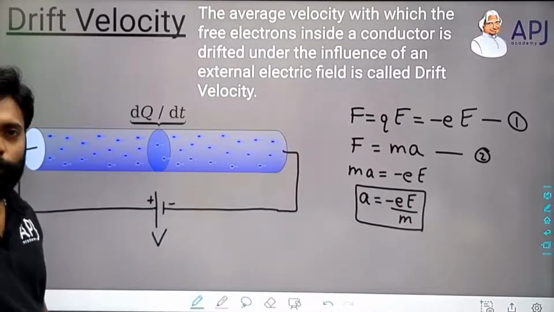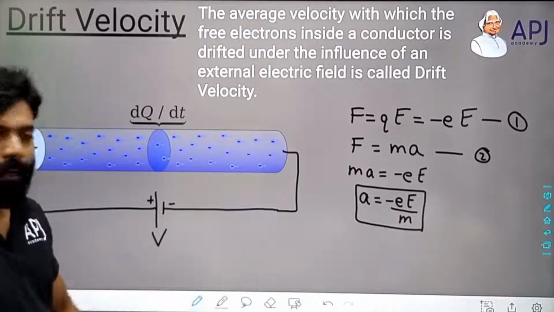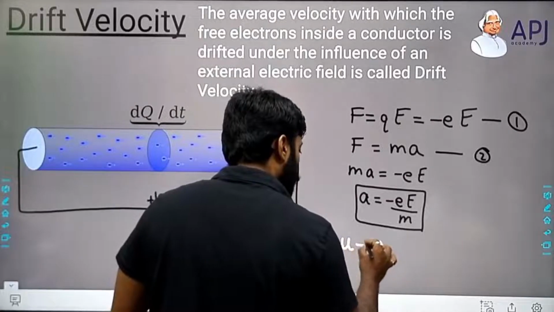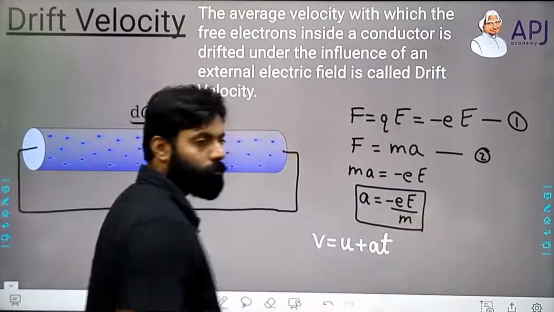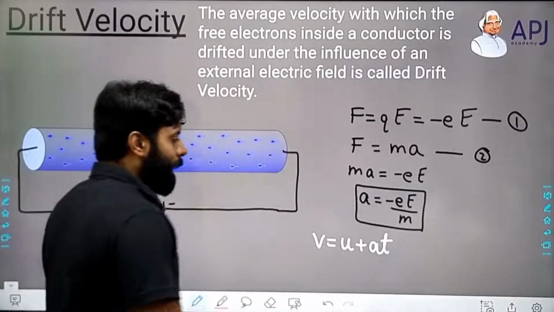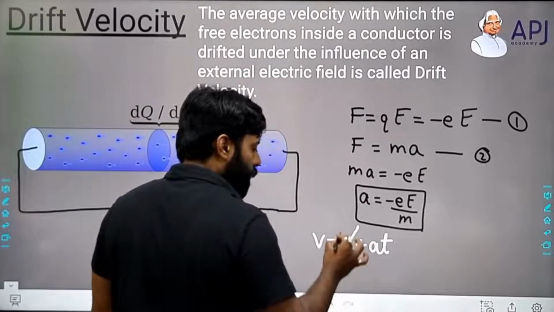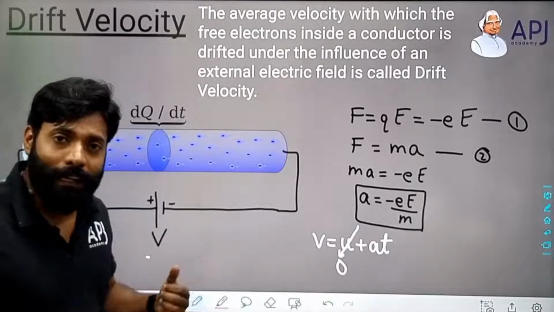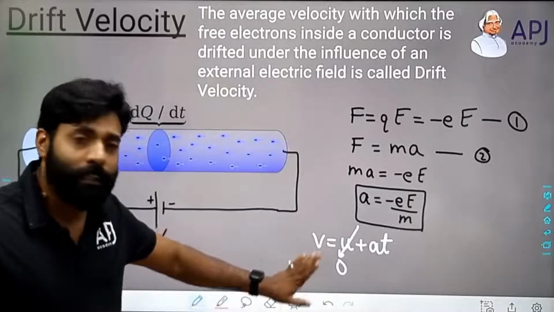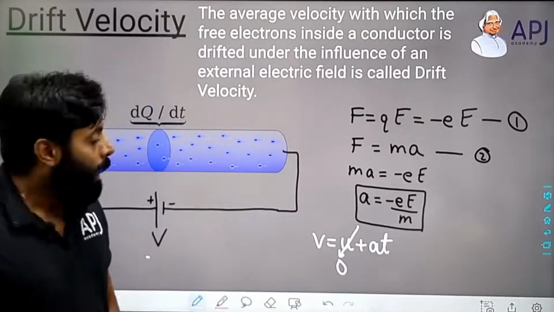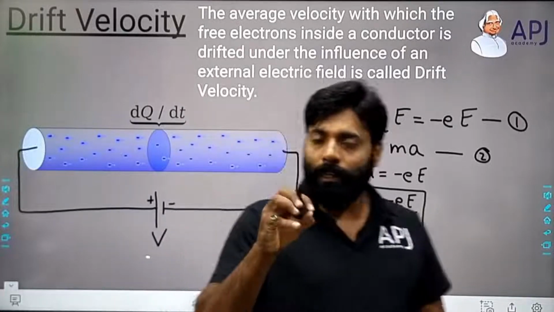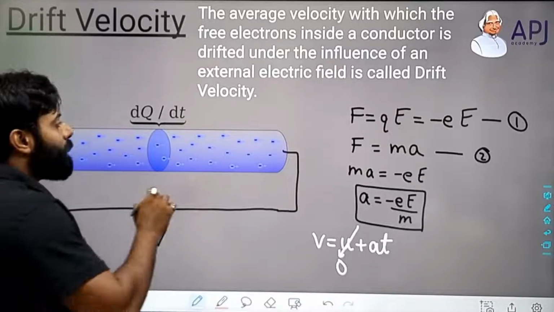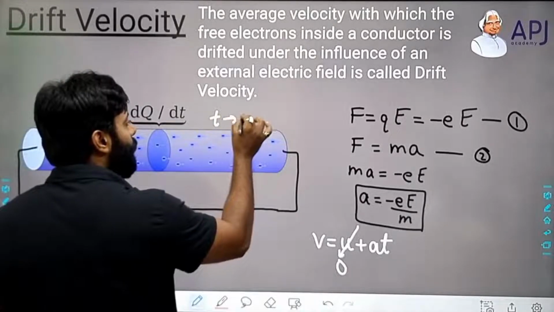Okay, this is what we will be getting. And we know that using equations of motion, we can say that V is equal to U plus AT. We can say that these electrons are initially having no velocity, so I am putting this as 0, right? And here the time interval, we are basically taking as the relaxation time, the average relaxation time. So I am replacing T with tau.